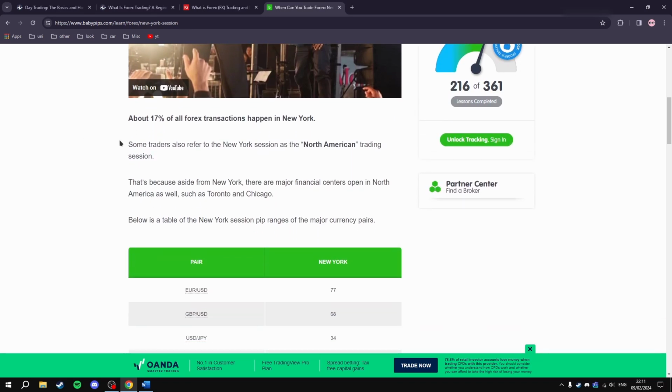About 17% of all Forex transactions happen in New York. Some traders also refer to the New York session as the North American trading session. That's because aside from New York, there are major financial centers open in North America as well, such as Toronto and Chicago. Below is a table of the New York session pip ranges of the major currency pairs.